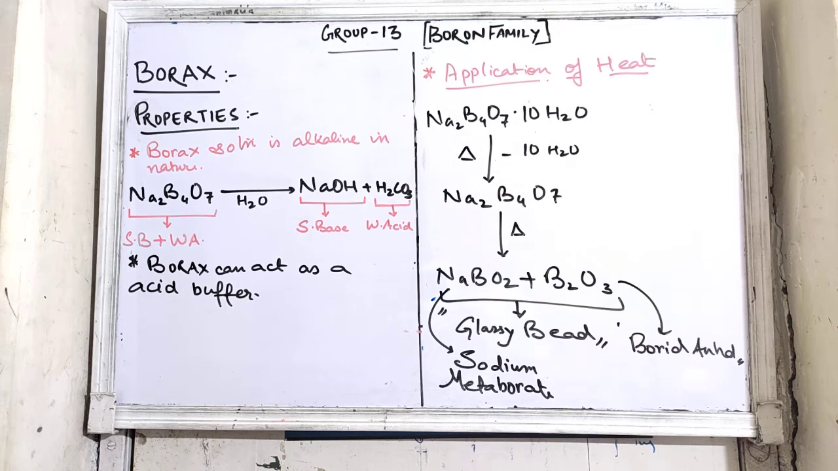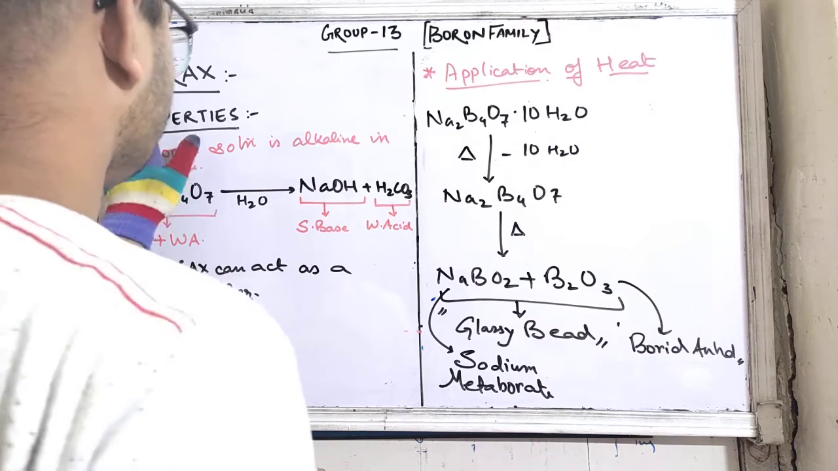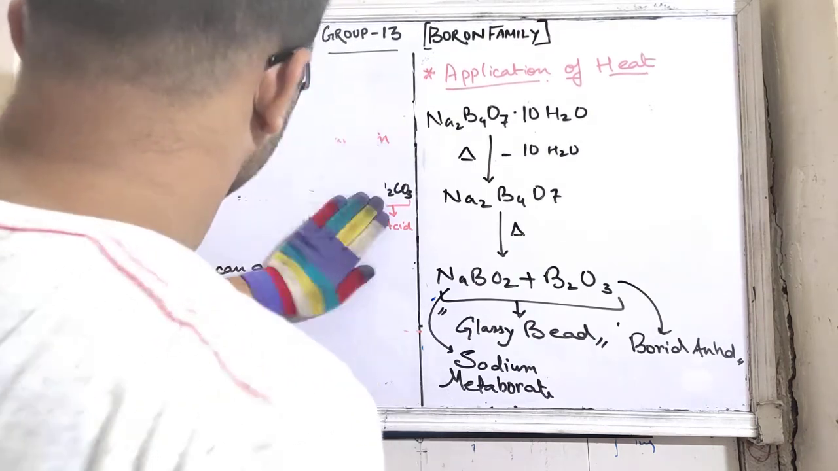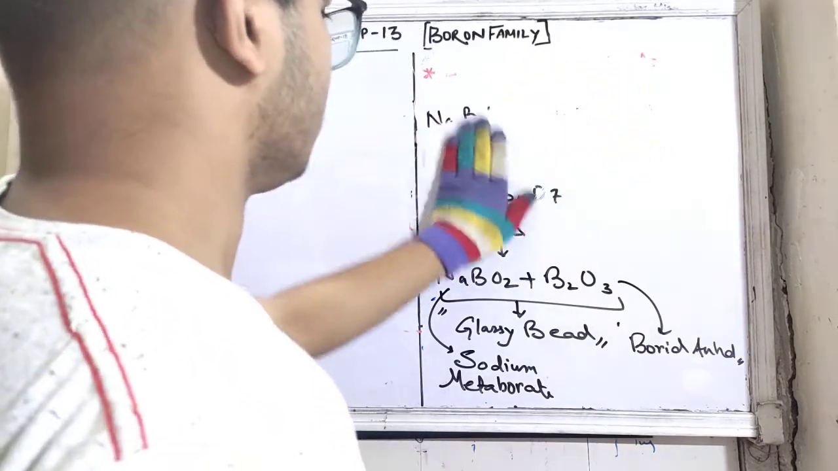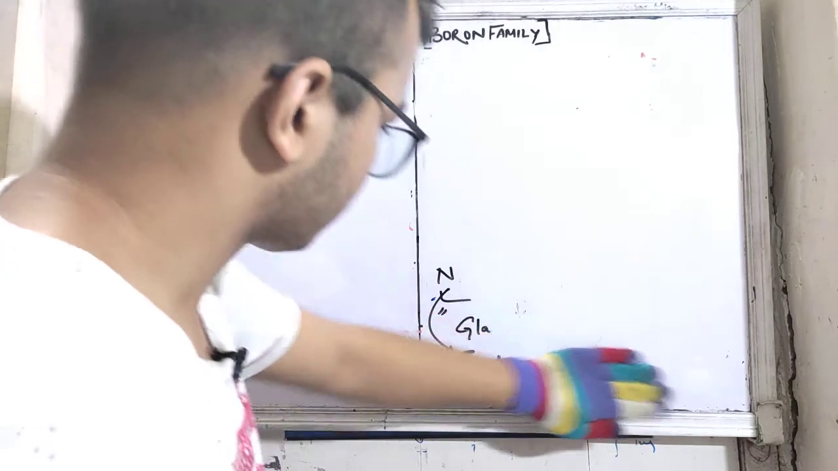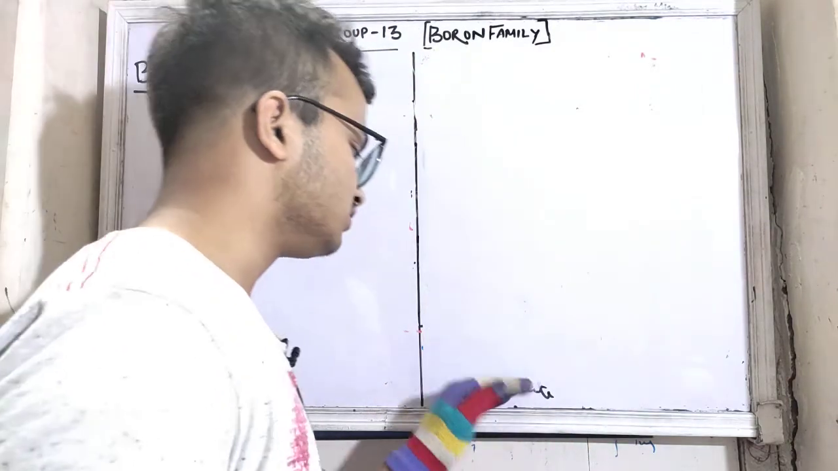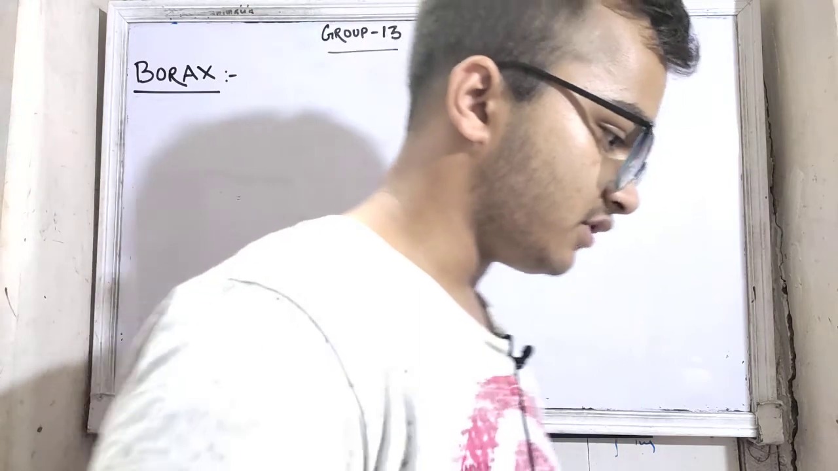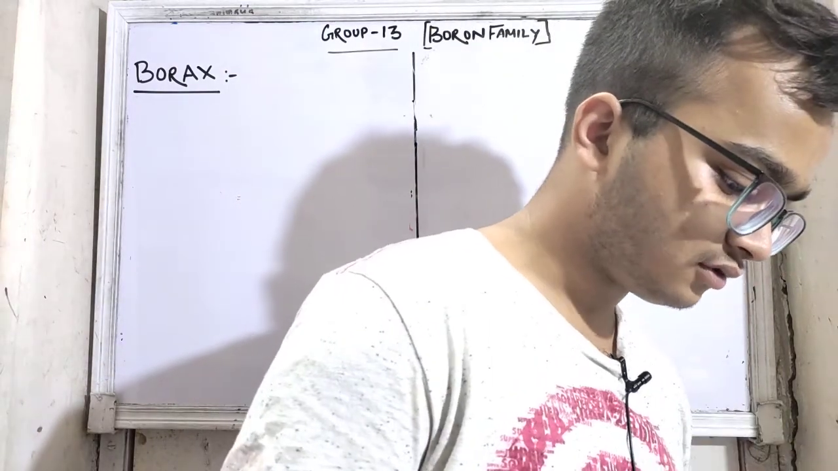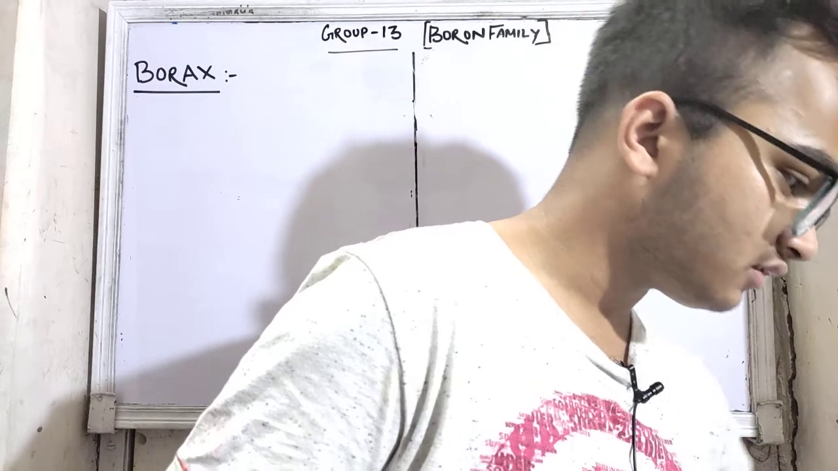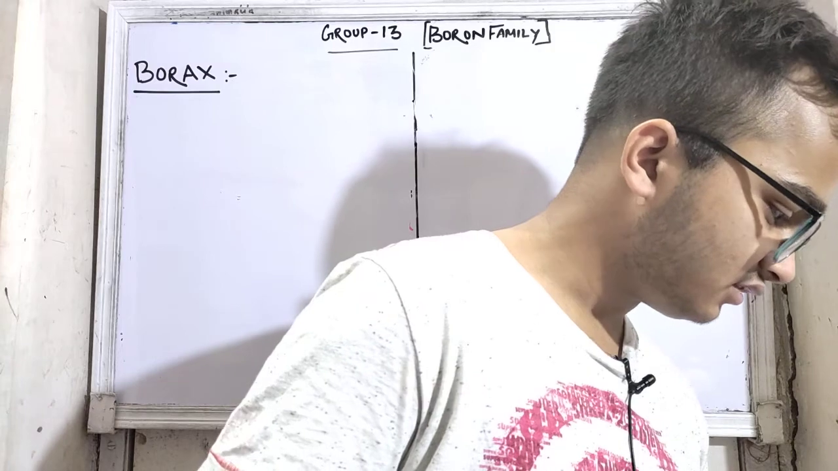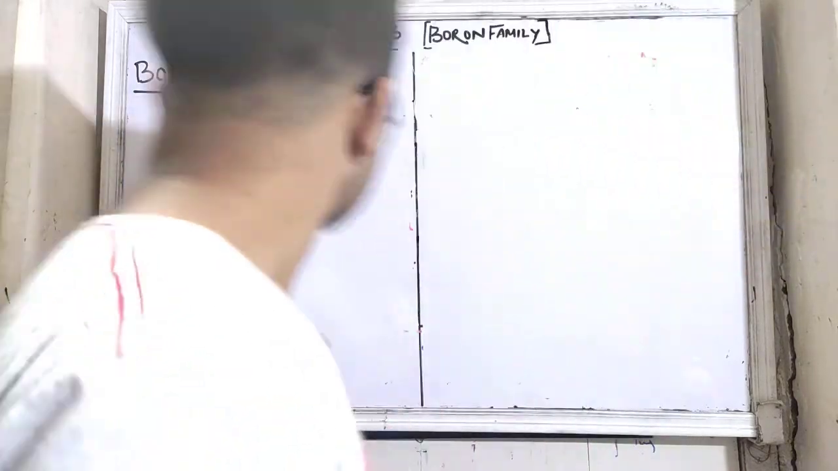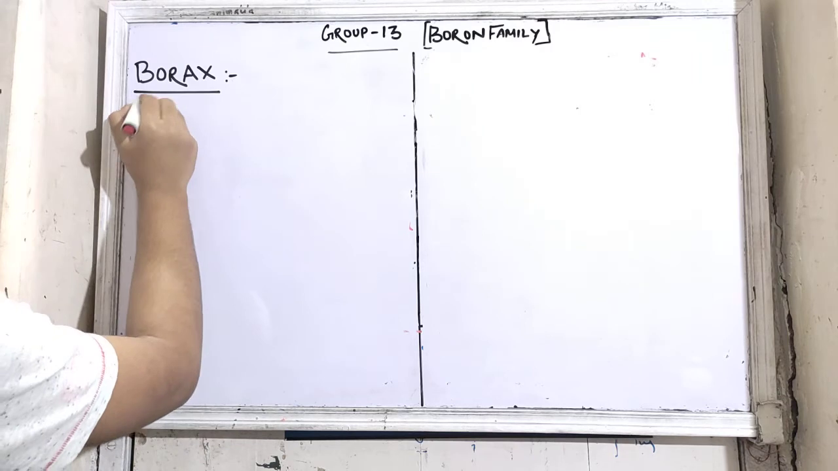Let's clear it out. Now we will study the structure of borax. If you know the structure, you can easily attempt a few questions which ask you about the hybridization of boron in borax, also the number of BOB linkages and like that. I will discuss everything. So let us start with the structure of borax.